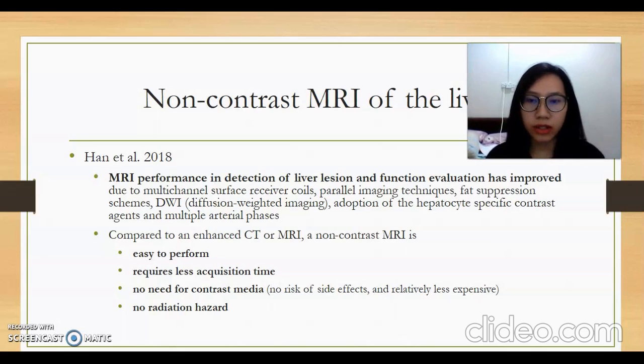Compared to an enhanced CT or MRI, a non-contrast MRI is easy to perform. It requires less acquisition time because if we use contrast, we will need to have the post-gadolinium sequences. Without the contrast, we will not have to perform post-gad sequences. There is no need for contrast media, so there is no risk of side effects to the patient, and it is relatively less expensive. And lastly, MRI also has the advantage of no radiation hazard.